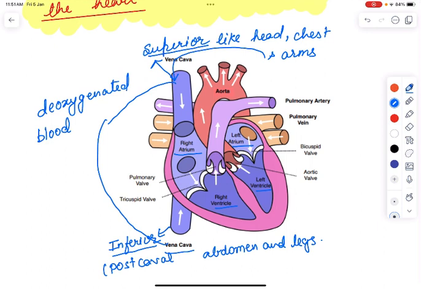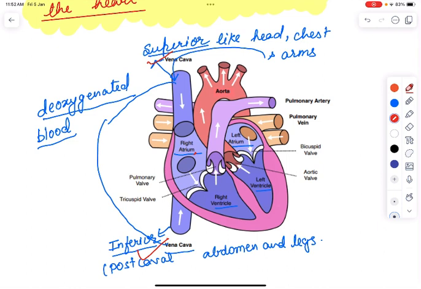So the function of vena cava is to bring deoxygenated blood to the right atrium. किससे लेकर आएगा? सुपीरियर वेना कावा से और इन्फीरियर वेना कावा से ब्लड, डीऑक्सीजनेटेड ब्लड को किधर लेकर जाएगा? राइट एट्रियम में. दिस इज राइट एट्रियम.